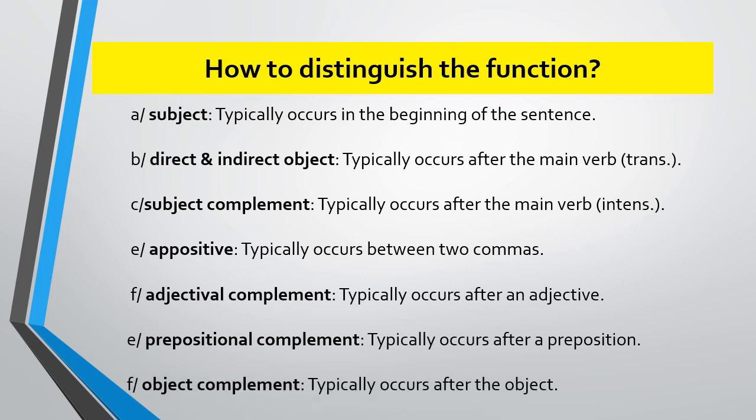Object complement typically occurs after the object. من نشوف الobject ورا complement, فهذه تكون object complement if it modifies, إذا ضافت فد شي معنى للobject، ونفرق بينها وبين direct and indirect.